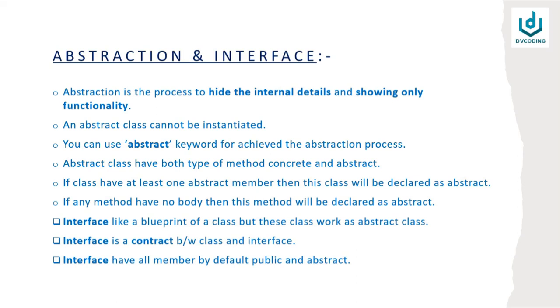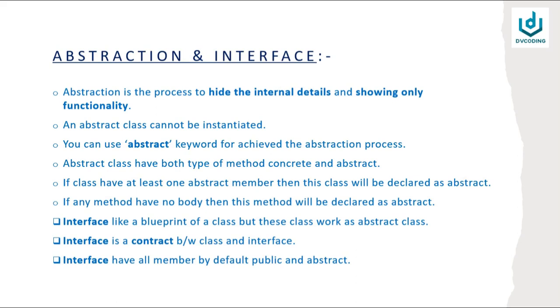An abstract class can have both types of methods, concrete and abstract. If a class has at least one abstract method, then the class must be declared abstract. If a method has no body, then the method will be declared abstract. It is not mandatory that an abstract class has an abstract method.